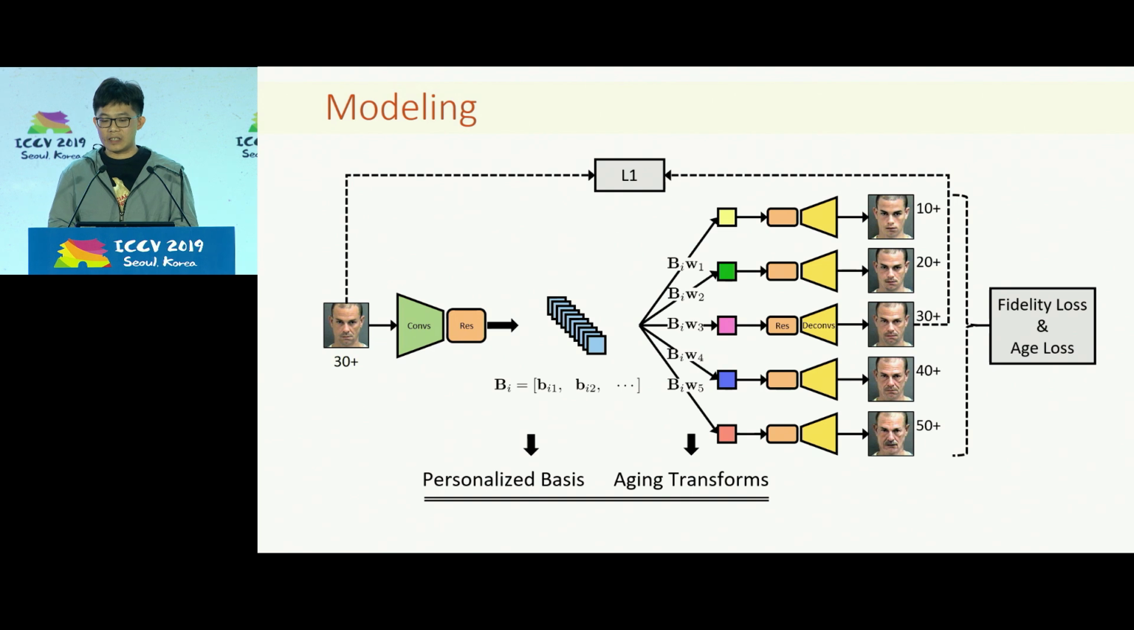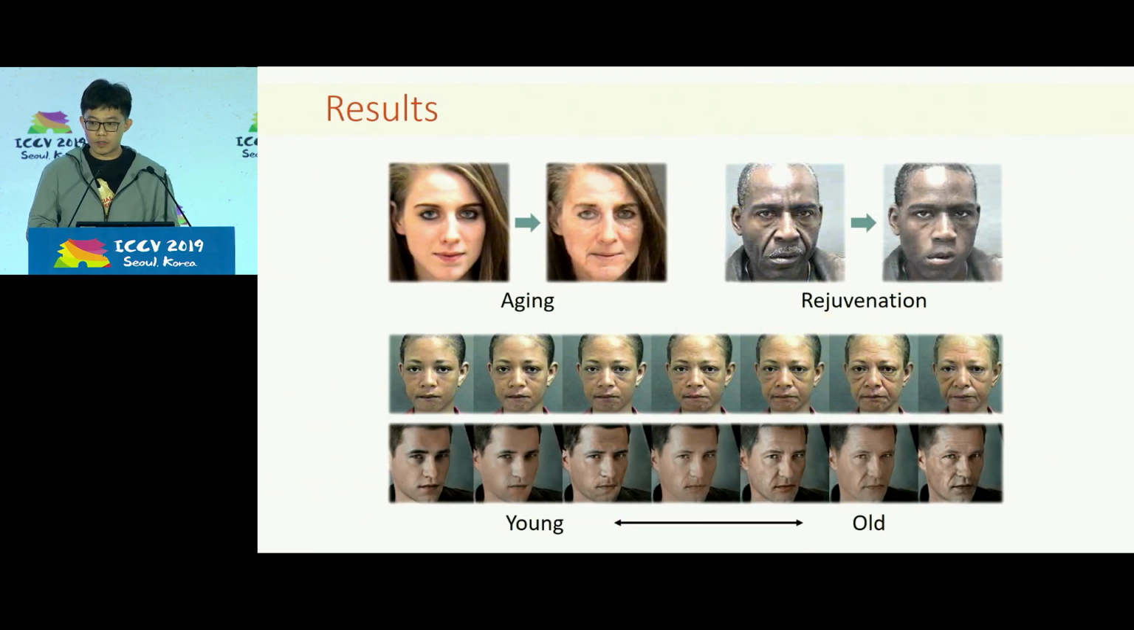As can be seen, the personalized basis is distinct for different persons, but shared by all ages, while the aging transforms are distinct for different ages, but shared by all persons. And these two key parts form the main novelty of our method, which are termed the S-square module. And these are some of the visual results of our method. As can be seen from the second line, our method can achieve favorable continuous face aging.